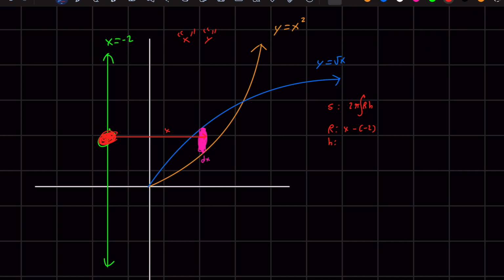So that's x minus negative 2, that's x plus 2. Our height is just the height of a rectangle. So look at a rectangle. The height is right here. It's represented by this, from top minus bottom.